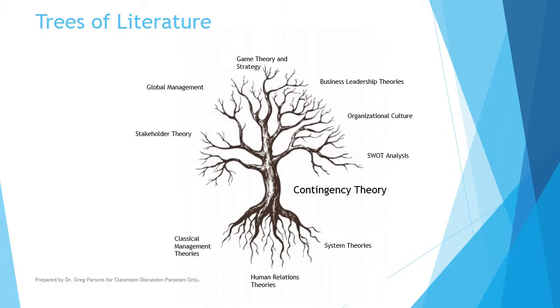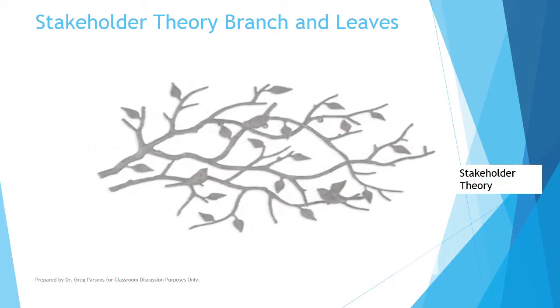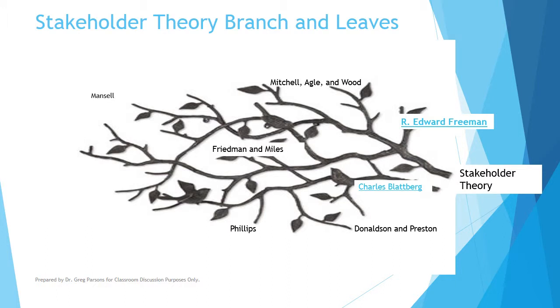So is that where it ends? Are we finished? Well, not really, because if you look at stakeholder theory, the branch and the leaves there, that's generally attributed to R. Edward Freeman, coming up with the idea of stakeholder theory in the 1980s. Charles Blattberg didn't like the idea and wrote against it because he felt it was too broad-based and couldn't be proven or experimented with. Then we have a whole series of other people who wrote in the field and began drawing in other aspects or perspectives that utilize stakeholder theory as their literature stream.